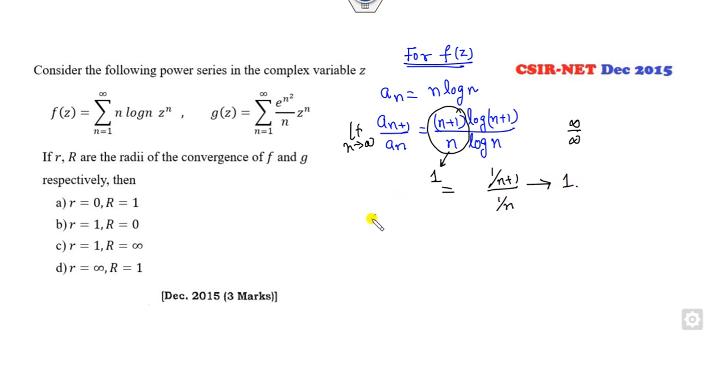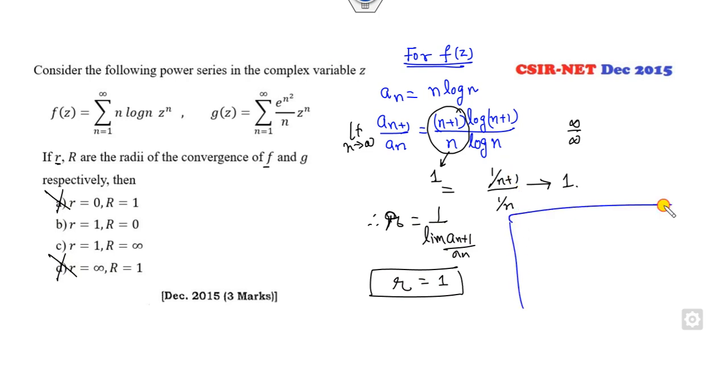So therefore, small r is the radius of convergence of this f. So small r will be 1 over the limit of an plus 1 over an. It comes to be 1. Small r is 1. So options A and D cancel out. Now we will look at g.